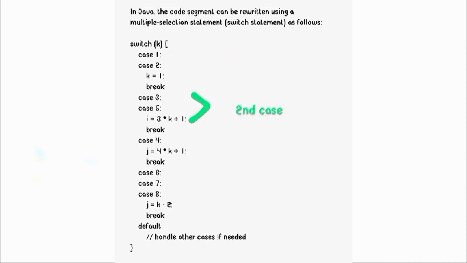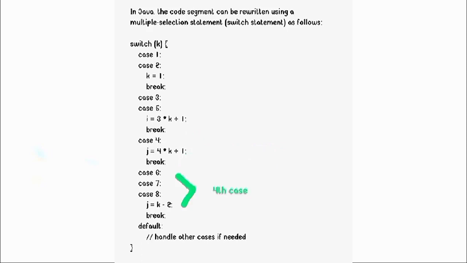In the second case 3 and case 5, if the value of k is either 3 or 5, the code inside the case block will be executed. In this case, i is assigned the value 3 times k plus 1. In the third case 4, if the value of k is 4, the code inside the case block will be executed. In this case, j is assigned the value 4 times k plus 1.